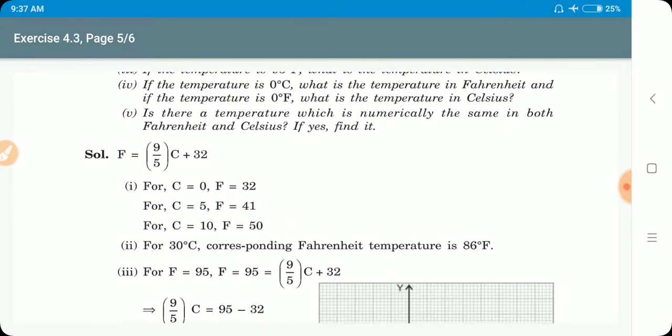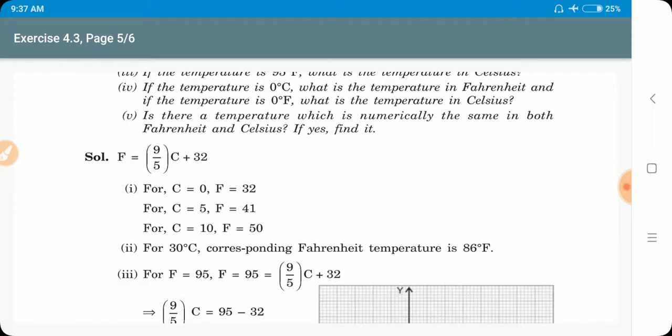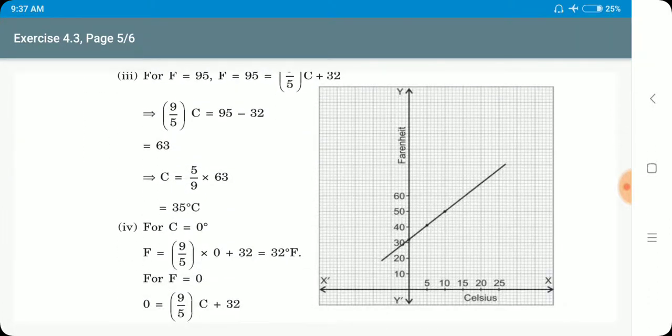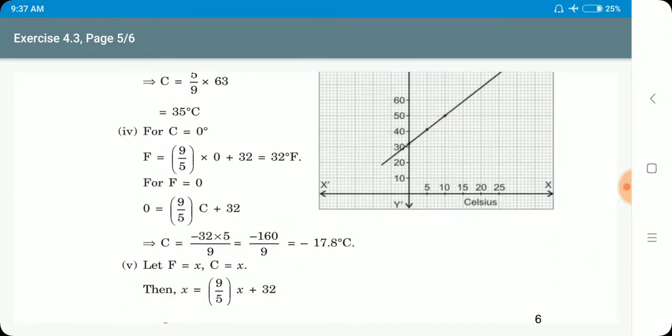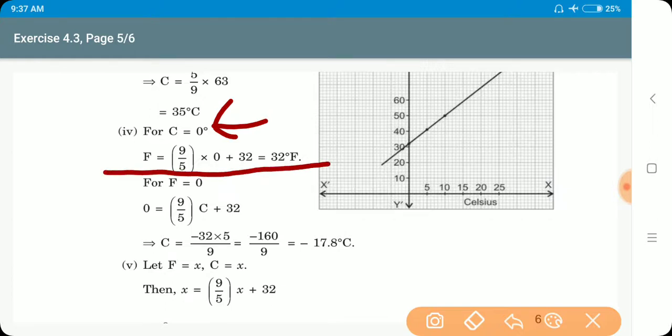Okay, for the next one, if the temperature is 0 Celsius, then Fahrenheit will be 32.